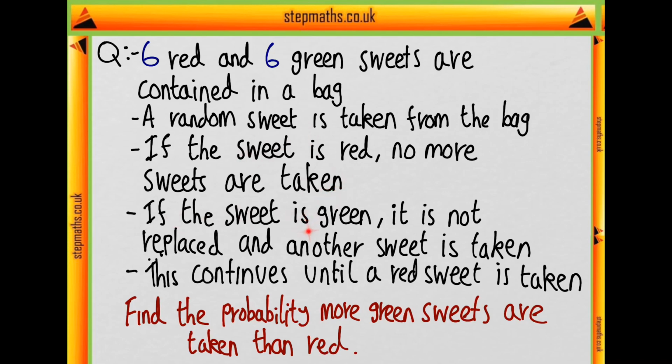But if the sweet's green, it's not replaced. So i.e. we take it out of the bag and then we have 11 sweets. And another sweet is then taken. And then we just repeat this process again and again until a red sweet is taken and then we stop. And what we have to work out is the probability more green sweets are taken in total than red sweets.